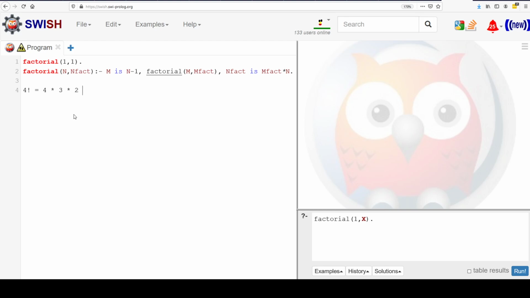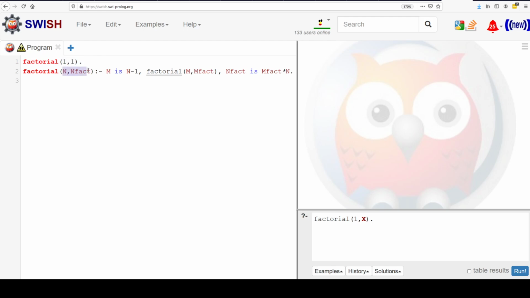Factorial is a number times that number minus 1 until we reach the value 1. So 4 factorial is 24, assuming my math is not terrible. The way you get 4 factorial is 4 times 3 times 2 times 1. 5 factorial would be 5 times 4 times 3 times 2 times 1, and so on. And so the way our factorial predicate works, we have our base case, 1, 1. The easiest factorial to calculate is 1, because its factorial is 1. 1 times 1 is 1. So that's our base case.